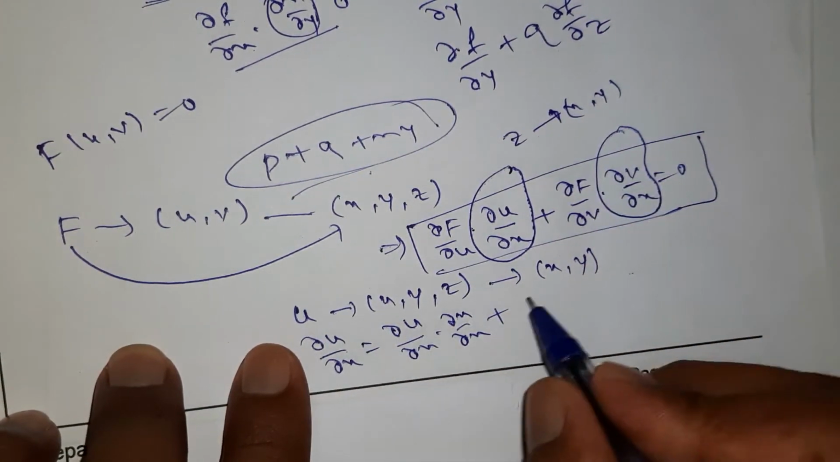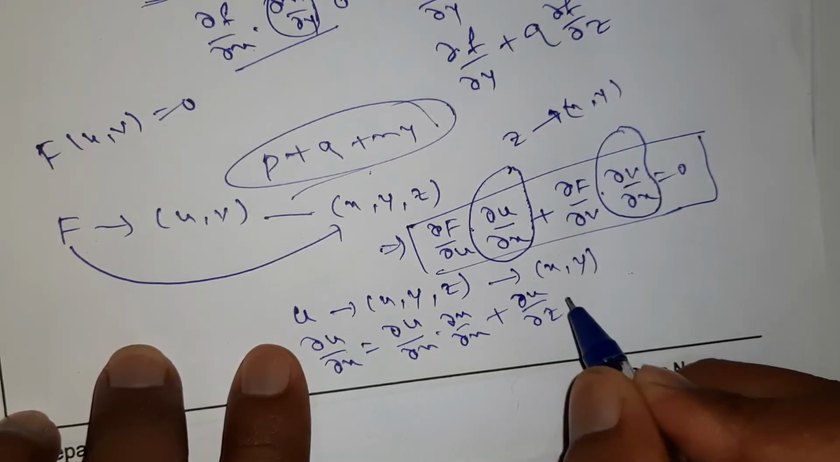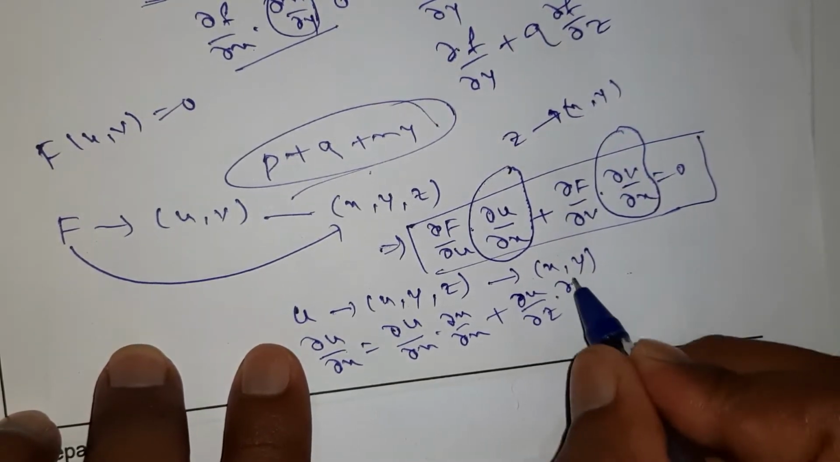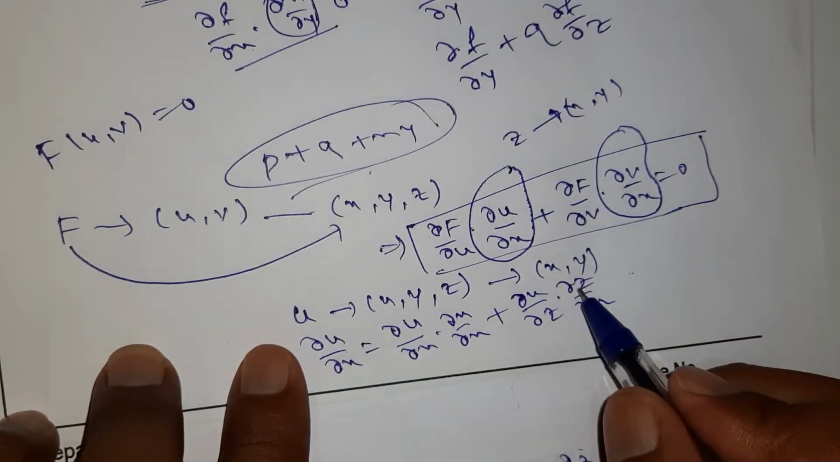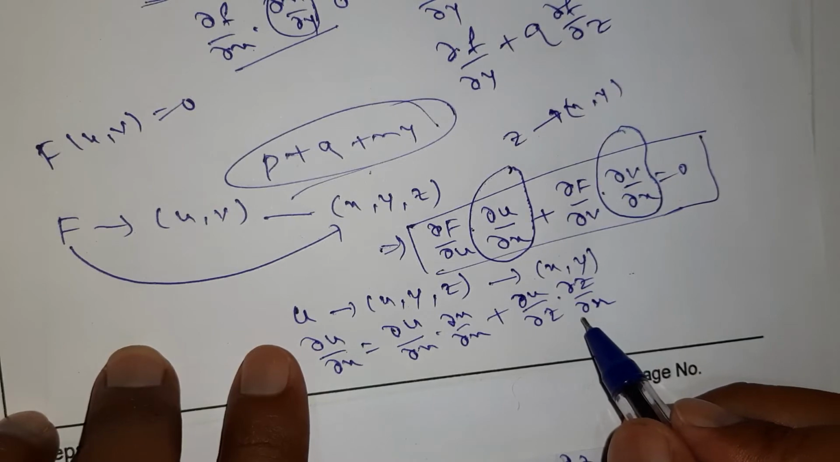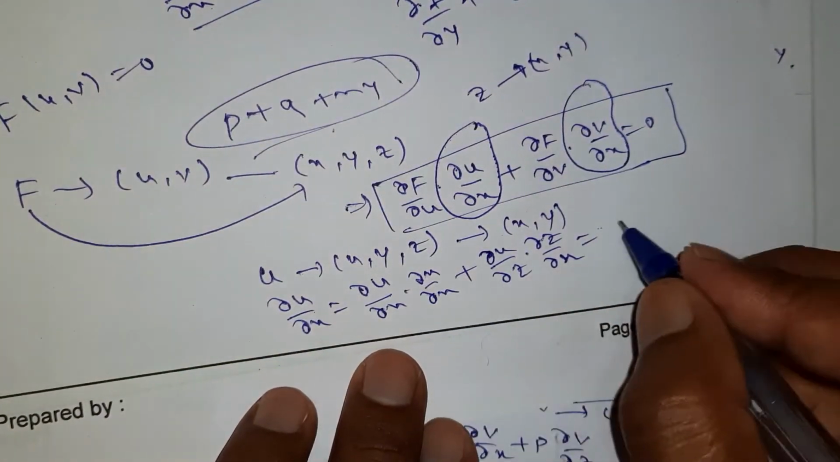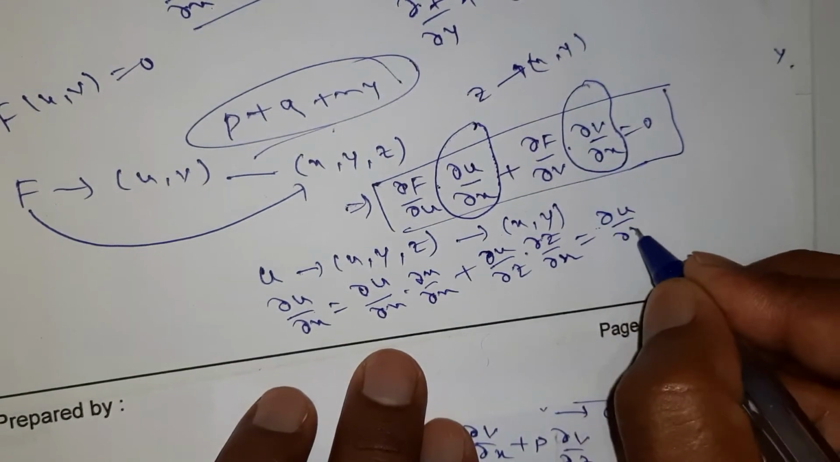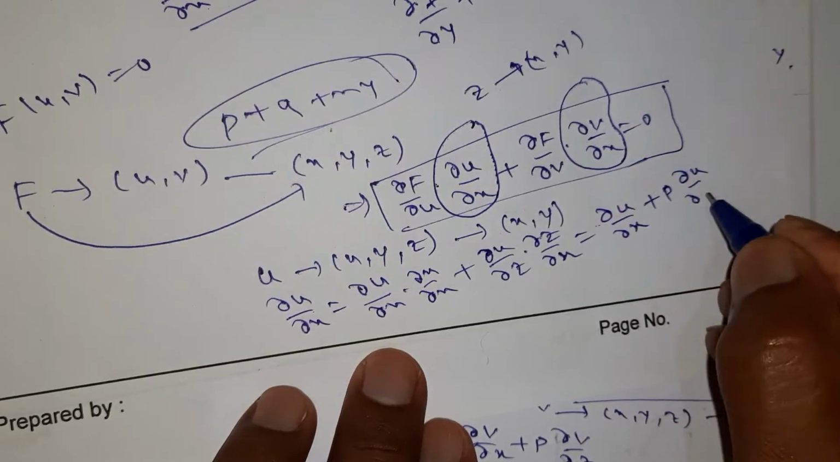Then ∂u/∂z into ∂z/∂x, right? But what is the value of ∂z/∂x? It is p. So I get here, and ∂x/∂x is 1. So I get ∂u/∂x plus p into ∂u/∂z.